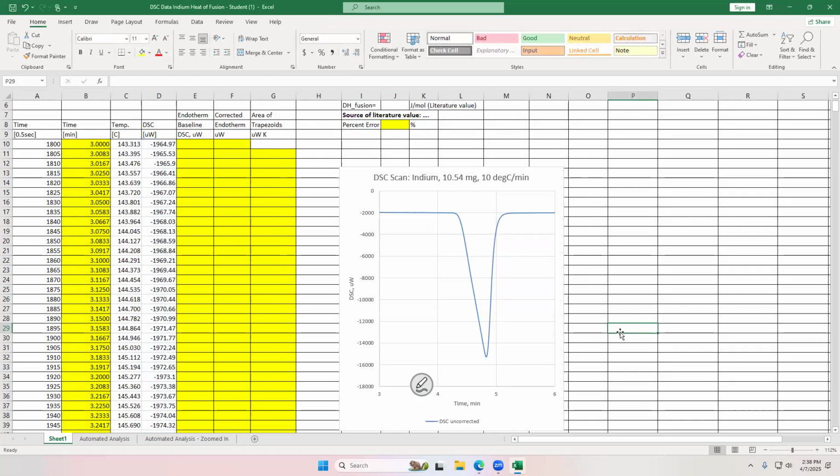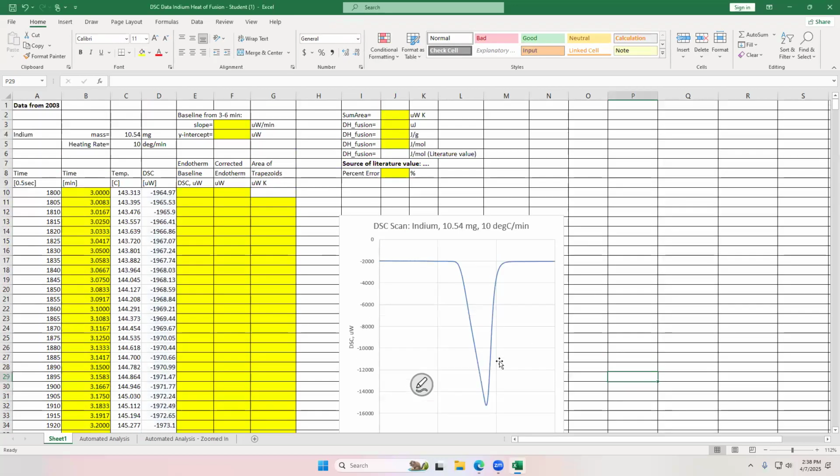You got it? Okay, so now I'm going to determine the slope of the line joining the point at 3 minutes to the point at 6 minutes. How do you get the slope of a line? Two points.